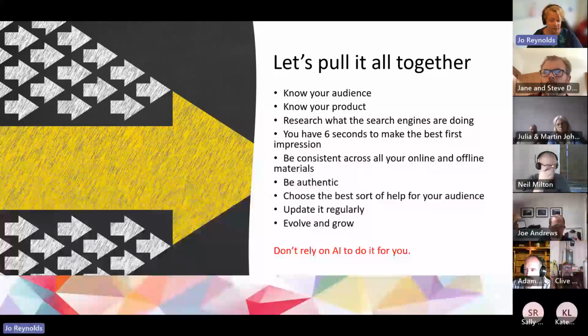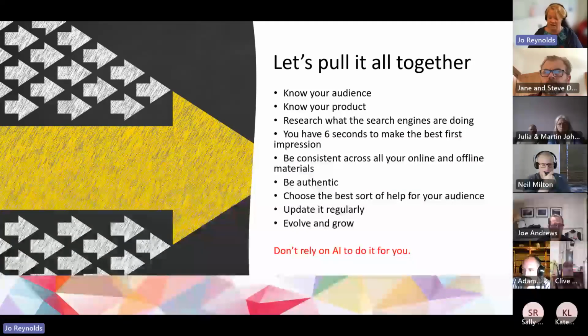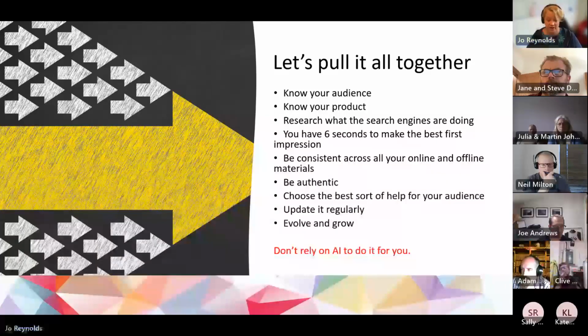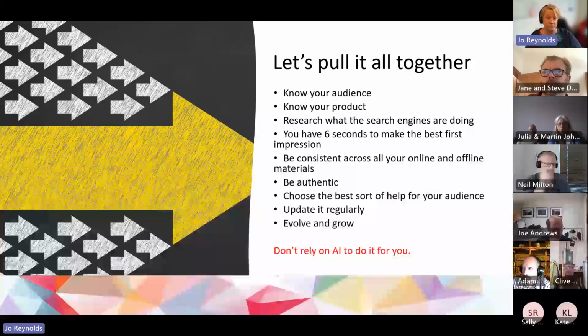Update regularly all your content. Go back to a blog you've written 3 years ago and rewrite it. Bring it up to date with changes in law and legislation, with other environmental circumstances, with other trends that are happening, you know, relate it to current affairs and evolve and grow. And as Adam said, don't rely on AI to do it for you, because it won't do as good a job as you do.